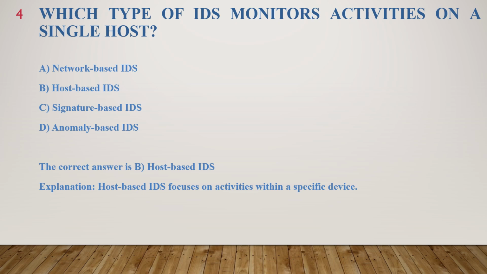A. Network-based IDS. As explained above, NIDS monitors network traffic across a network segment, not specifically on individual hosts. C. Signature-based IDS. This refers to a detection method used by both NIDS and HIDS, not a specific type of IDS itself. Signature-based detection compares events to known threat patterns, signatures, while anomaly-based detection identifies deviations from normal behavior. D. Anomaly-based IDS. Similar to C, this is a detection method, not a distinct type of IDS. Both NIDS and HIDS can employ anomaly-based detection.